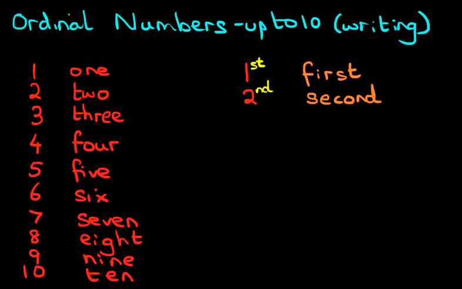The next one is 3. And what is 3? It is RD. Third. How do we write that in words? Write down THIRD. That is third. So first, second, third.